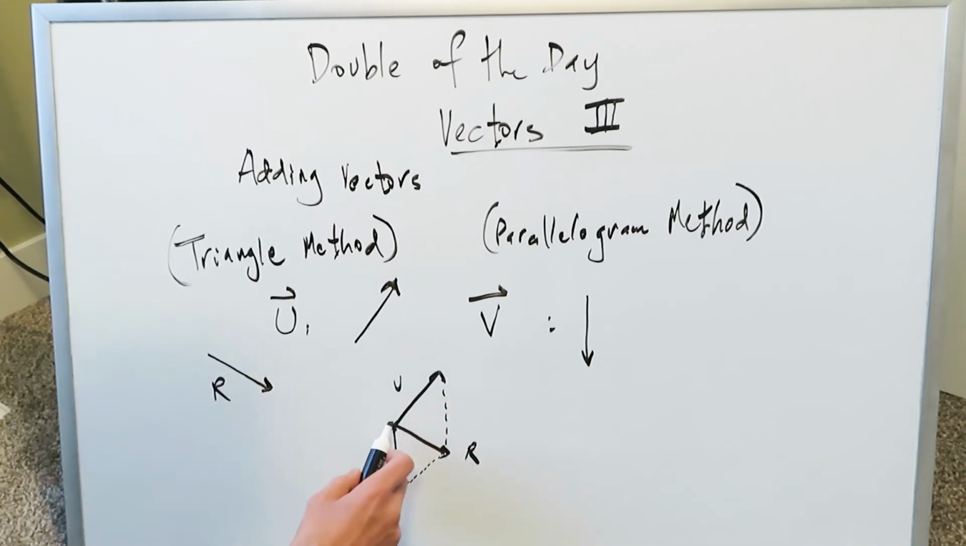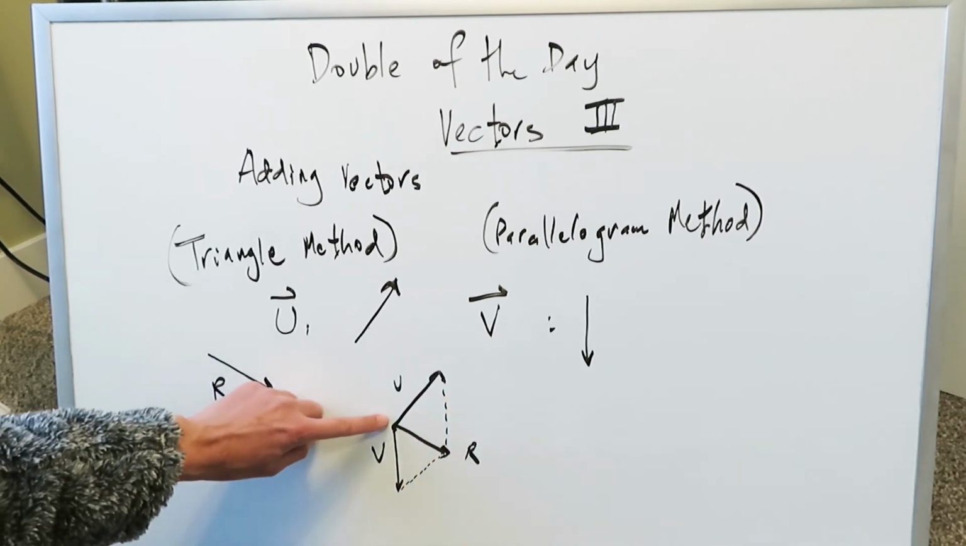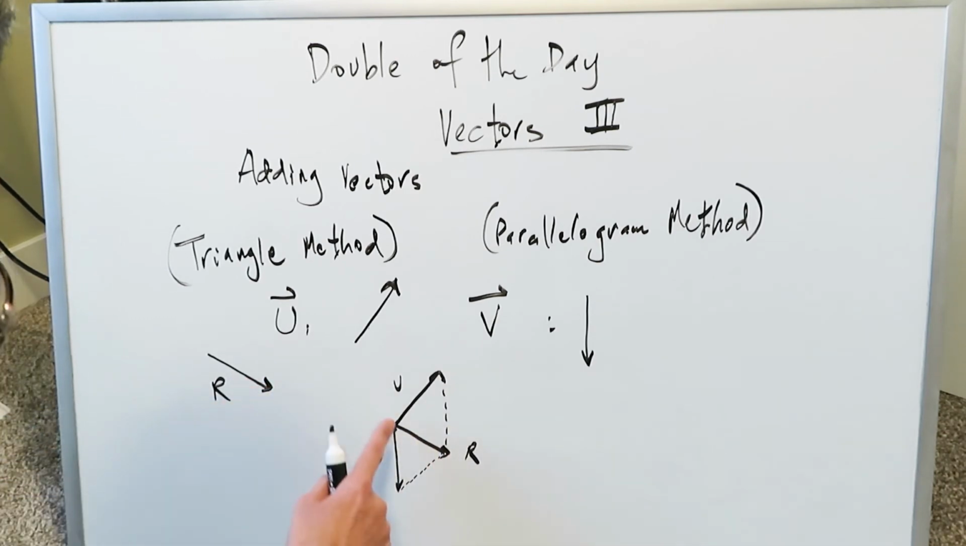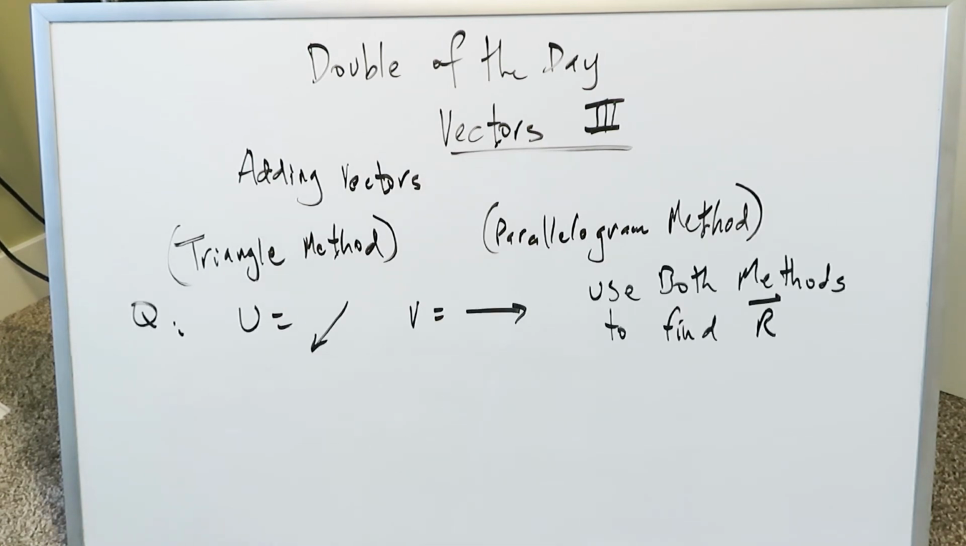In the parallelogram method, you draw two vectors, but they both start at the same point. You draw a parallelogram. Then from that origination point to the intersection of your dashed lines, you connect that to make your resultant. Alright, our first question over here is this.